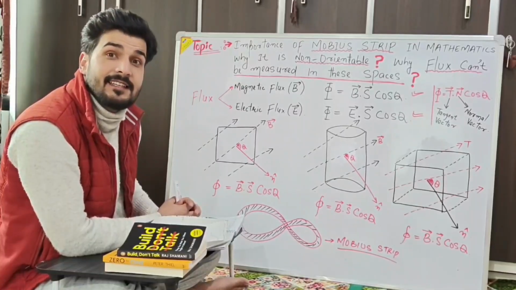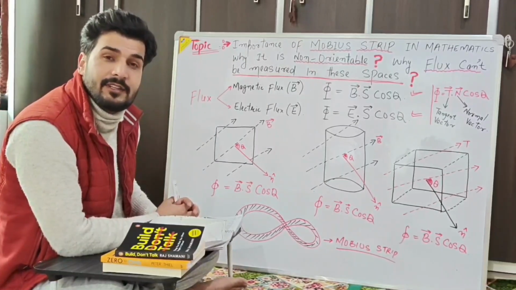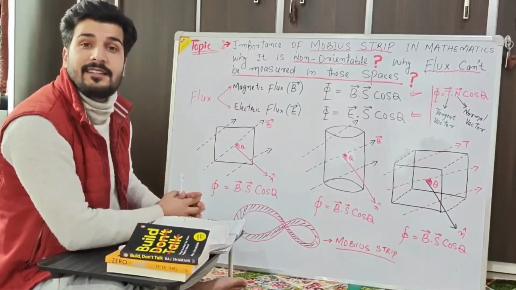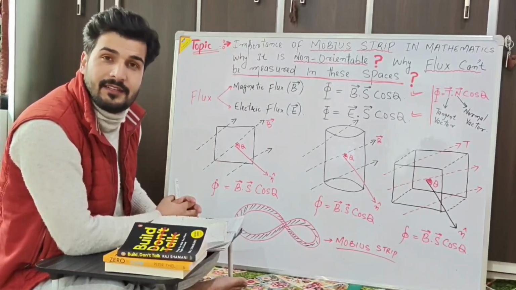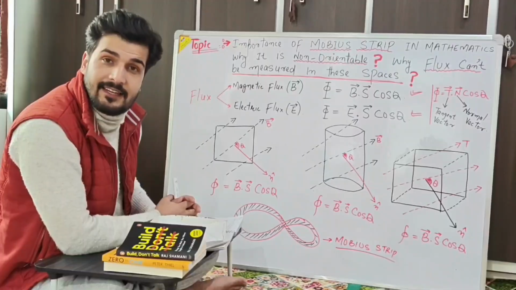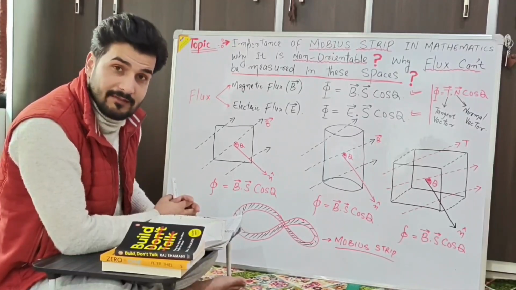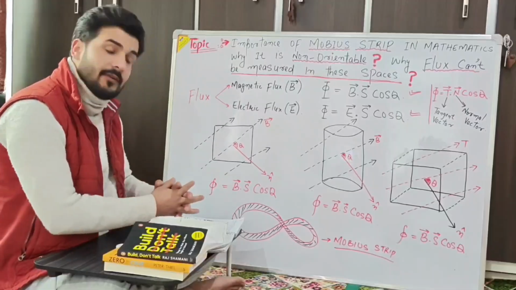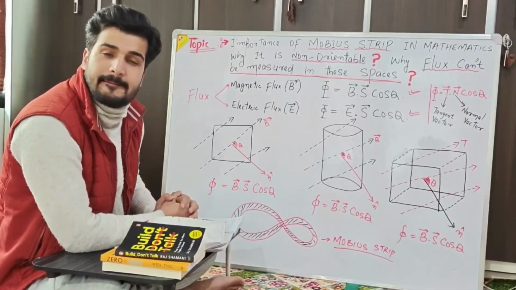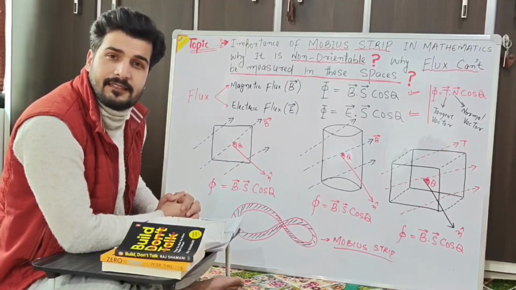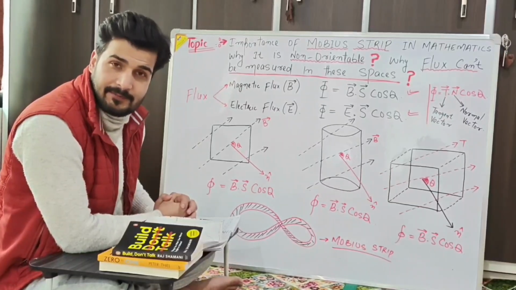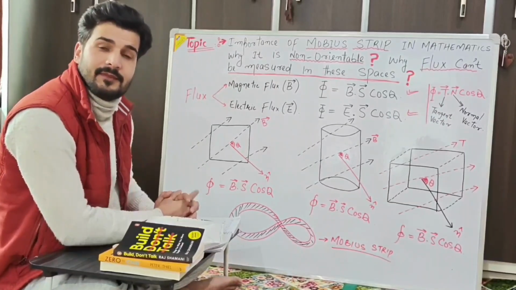So we will discuss these. These are actually three topics that I combined into one single topic. So let us discuss these three topics one by one. From Möbius strip, we mean that it's a strip actually, right?